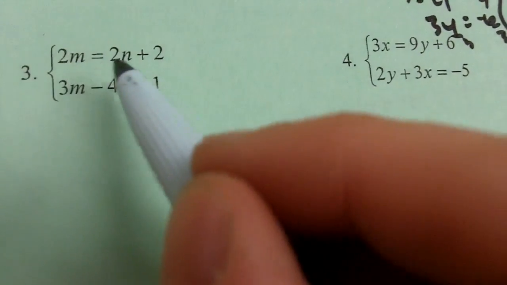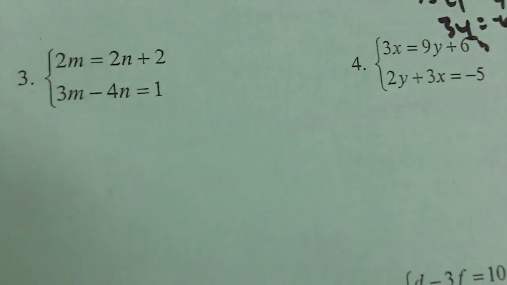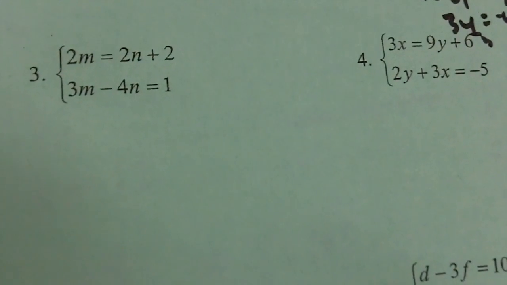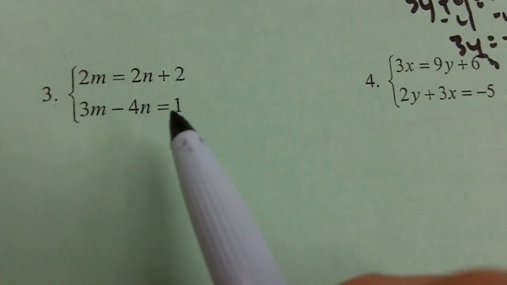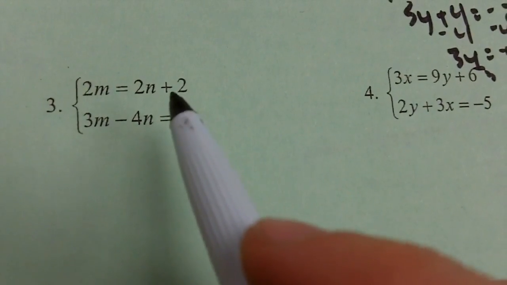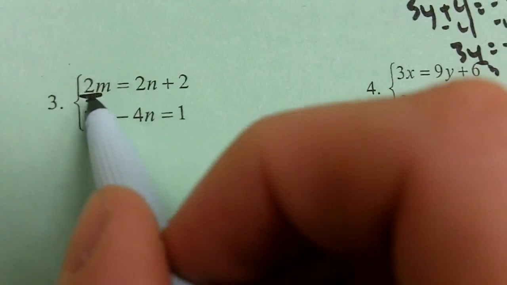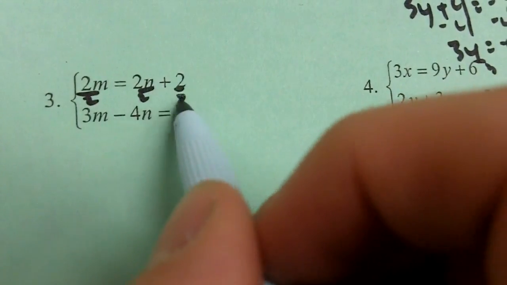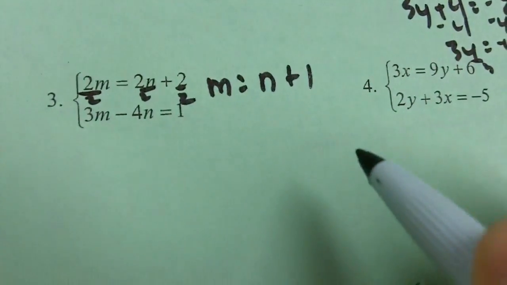On number 3 it says 2m equals 2n plus 2 and 3m minus 4n equals 1. First thing you want to do on these things is make sure you have a variable by itself. Do I have a variable by itself anywhere? No. So can I get a variable by itself? Sure, I'll get a variable by itself. So I want to make this variable by itself. So I'm going to divide by 2 because that gives me a variable by itself pretty easily. And this just tells me m equals n plus 1.